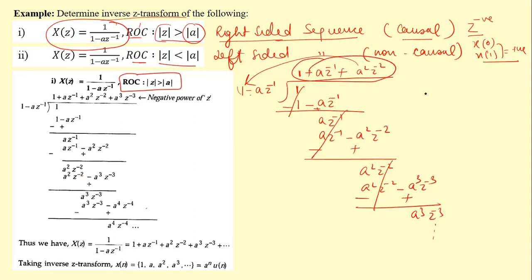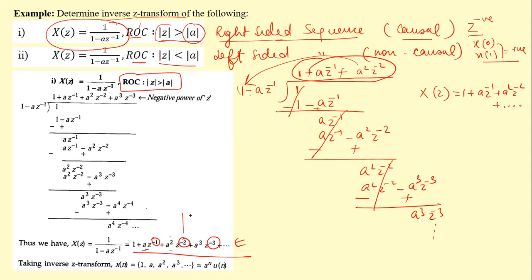This is the X(z) of the given sequence. While dividing these two we have got 1 plus a z inverse plus a square z minus 2 plus and so on. Now as you can see, because the power of z are negative, you can see here the power of z are negative but the data points are positive.